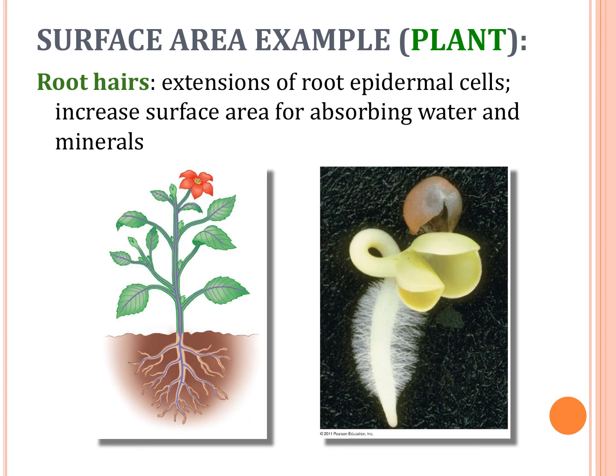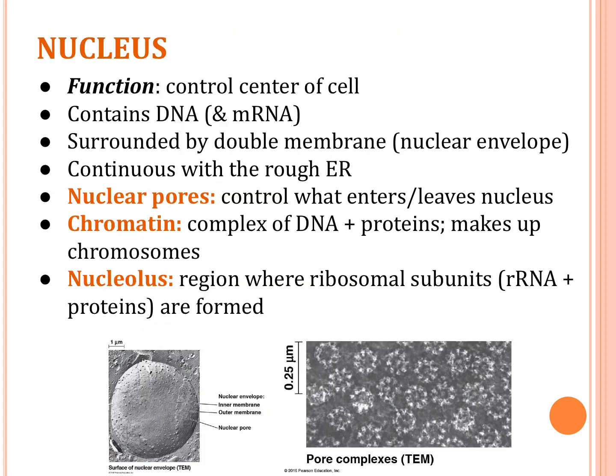So the roots are highly branched, you can see there in that diagram, and the surface of the roots are coated in these cells, also epithelial cells, and each of these cells have little extensions that come out called root hairs. And so again, you're increasing the surface area for absorption of water and minerals for plants.